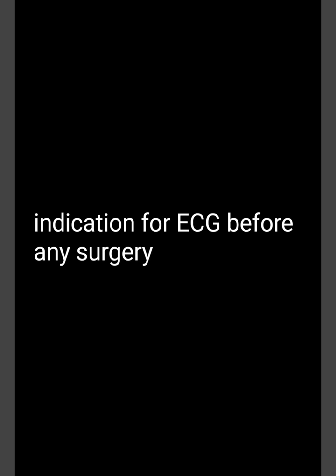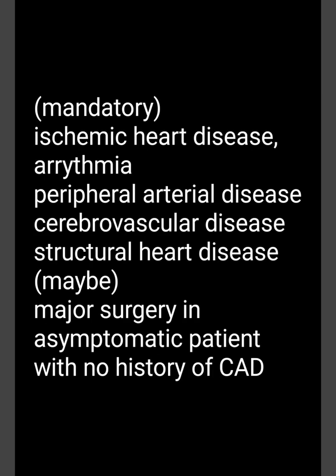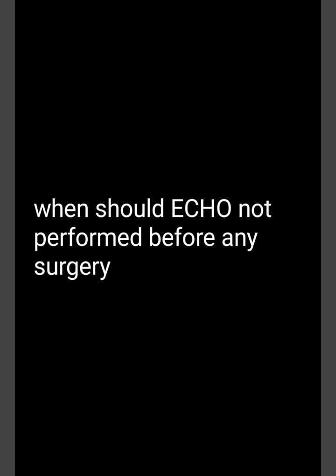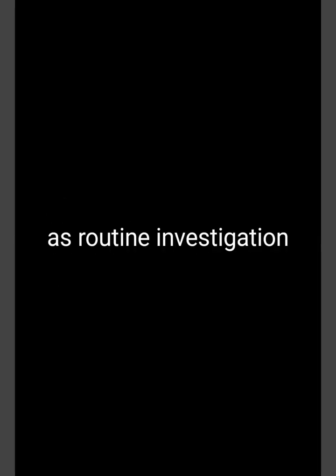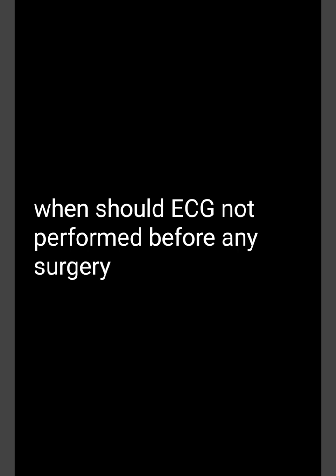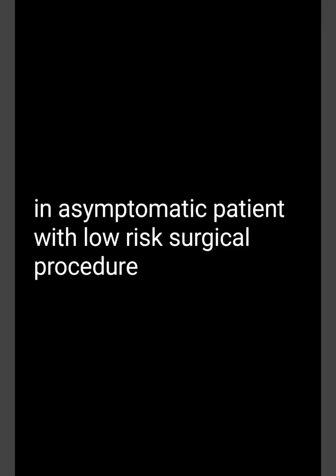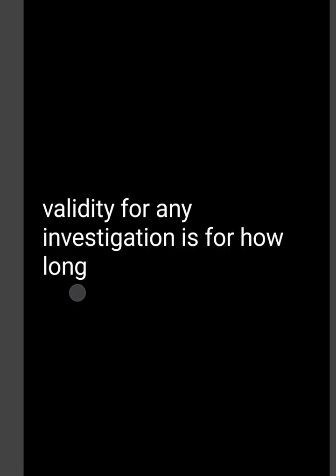Indication for ECG before any surgery: mandatory, ischemic heart disease, arrhythmia, peripheral arterial disease, cerebrovascular disease, structural heart disease; maybe, major surgery in asymptomatic patient with no history of CAD. When should echo not be performed before any surgery? As routine investigation. When should ECG not be performed before any surgery? In asymptomatic patient with low-risk surgical procedure.